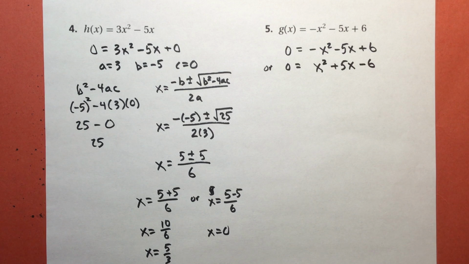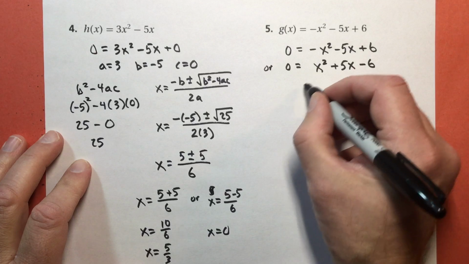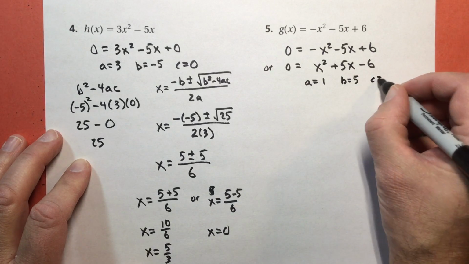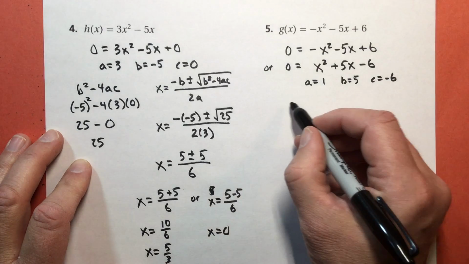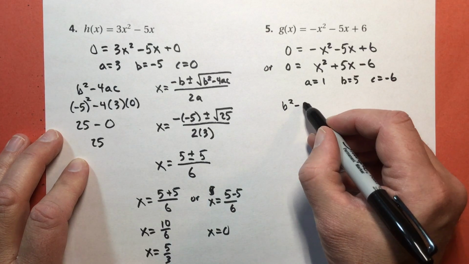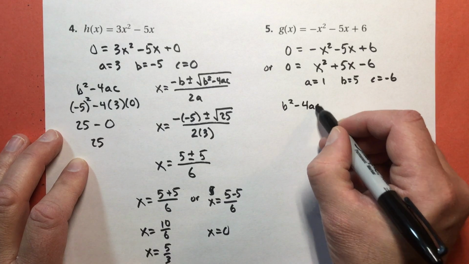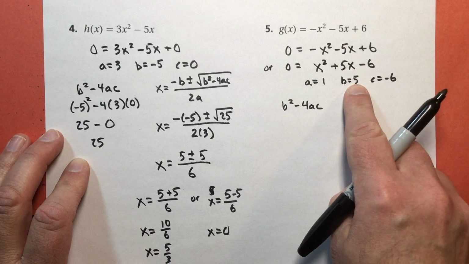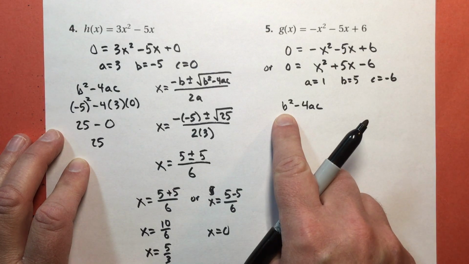Either way, I'm going to get the same thing. And if I look at this part, let's first do that. A equals 1, B equals 5, C equals negative 6. Check this out. When I do the discriminant, take the B and square it. Well, 5 or negative 5 is going to give me 25 either way.